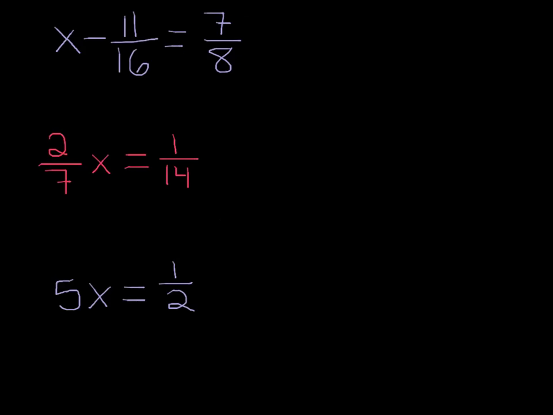Okay, here are 3 examples. X minus 11/16 equals 7/8. 2/7 times x equals 1/14, and 5x equals 1/2. I want you to pause the video and write them down, try them on your own, and then come back and check your answer.